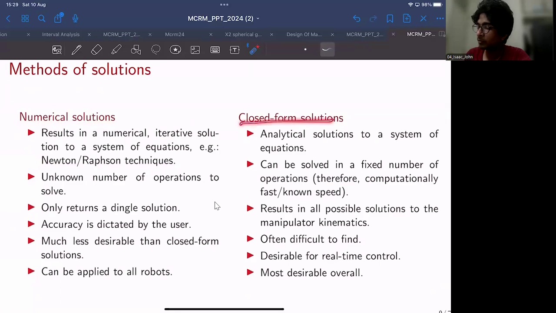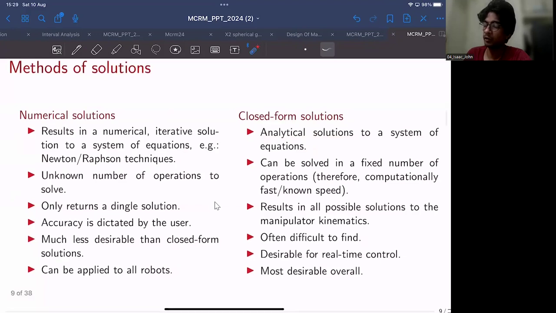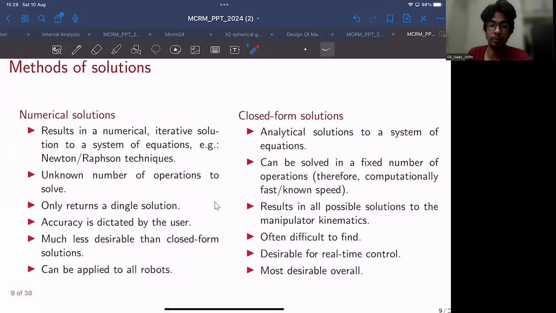Whereas in the case of closed form solutions, we have to derive analytical solutions to the system of equations so that the final closed form solutions can be obtained. We don't know the number of operations that is required to solve the numerical method, because all these things happen in the background. It's like a black box, because we don't know how many operations are required to solve an inverse kinematic problem when it is run in the background using a black box.